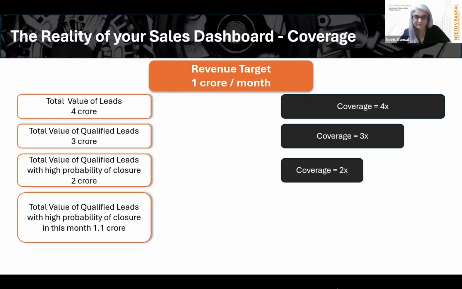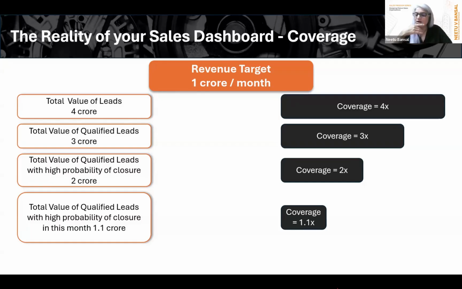Remember I gave you the example of Google, right? That 80 lakhs, this company I'm talking to you is a 10 crore company. उनके लिए 80 lakhs का one single order is a big thing. पर वो इस साल नहीं आएगा. Okay. So then if I have to take for this month itself only 1.1 crores, so what is the actual coverage? It's only 1.1x.